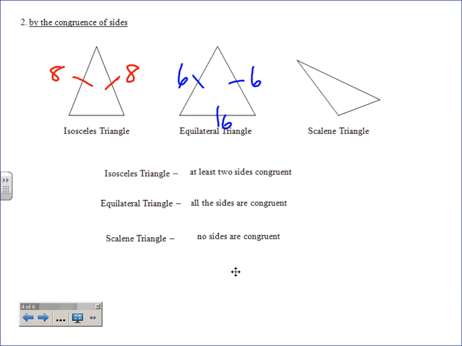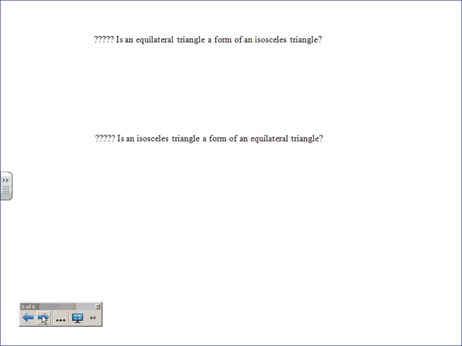So when you classify, make sure that you give me one of these three, because this would be by sides, and also one of the previous three, which was by angles. Again, they were right, obtuse, and acute. So realize you should have two of these words. Perhaps it's isosceles and obtuse. That is possible. Right and scalene. That's possible. And here come these questions right here.